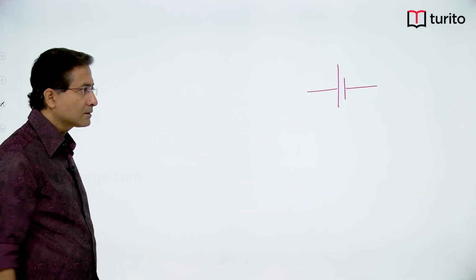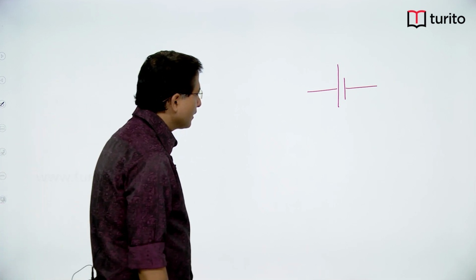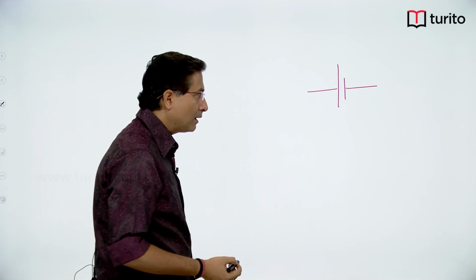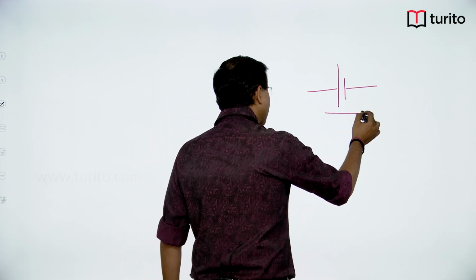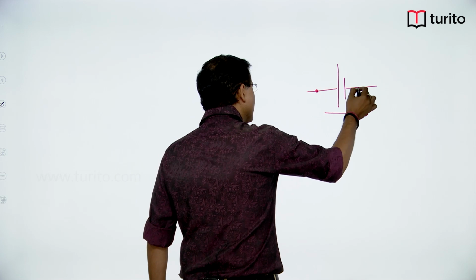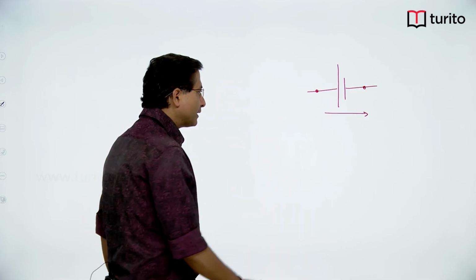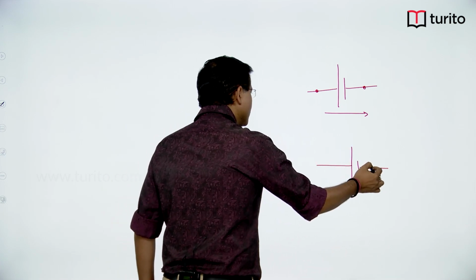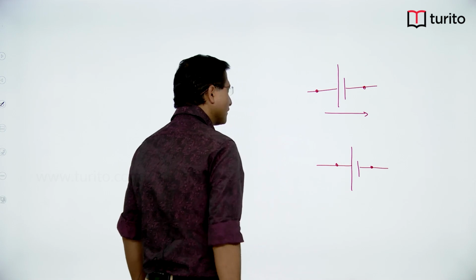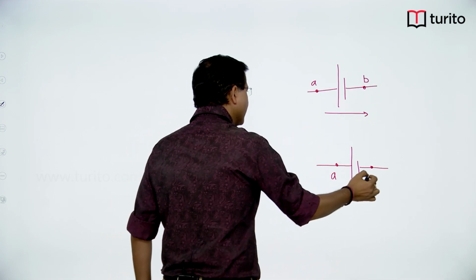Now, look at this circuit element, which is a cell. While moving in a loop, I can cross this circuit element this way. I can move from this point to this point this way, or I can move from this point to this point. So, if I call it A, I call it B, and this one A, B.